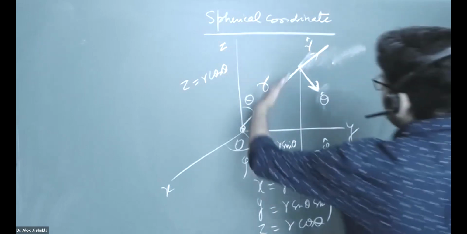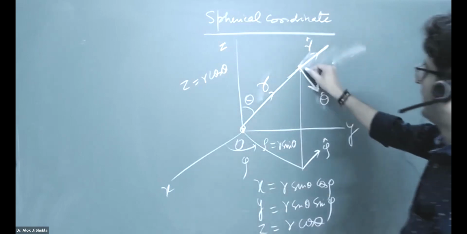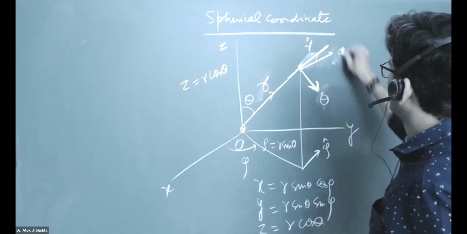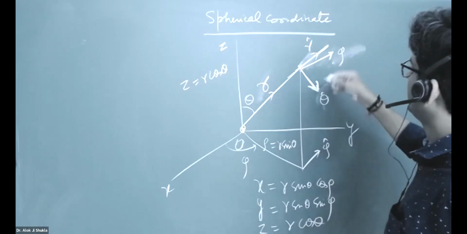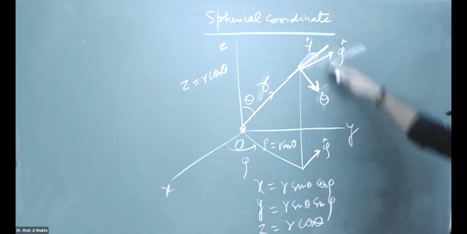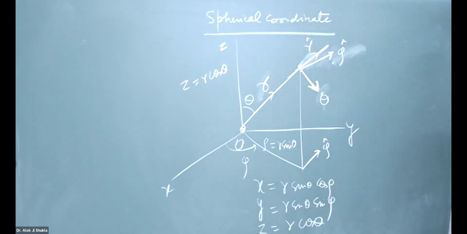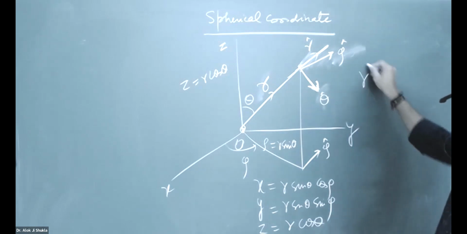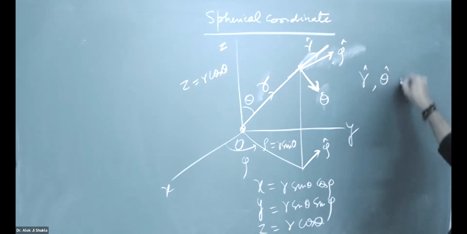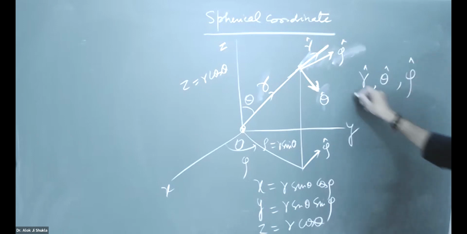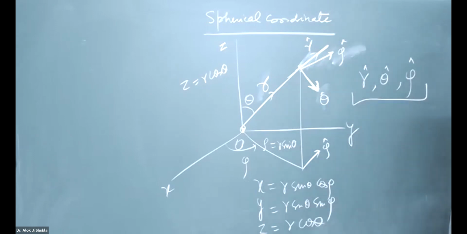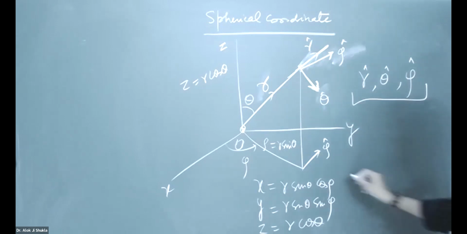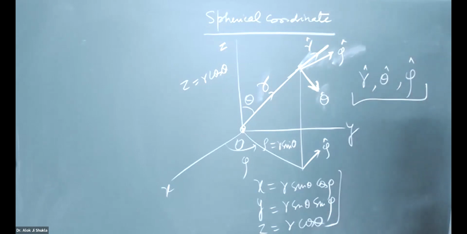This is r, increasing direction of r. And this will be perpendicular to both. It is going into the board. This will be phi cap, parallel to this. So this system is r, theta, and phi. This is the right hand system, r, theta, and phi. And these are the relations. Getting it?